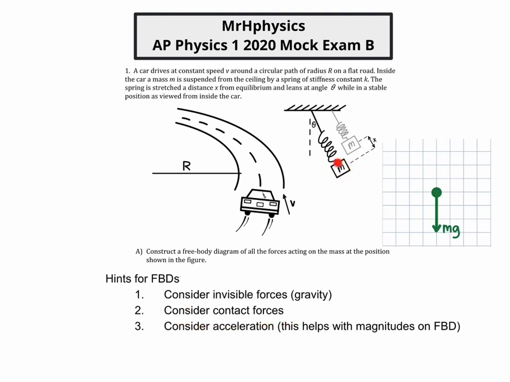The next hint is to consider contact forces. So we're going to look at that mass and look for a contact point. It's in contact with the spring, and the spring is pulling it. So we need to draw a force vector for the spring pulling the mass.